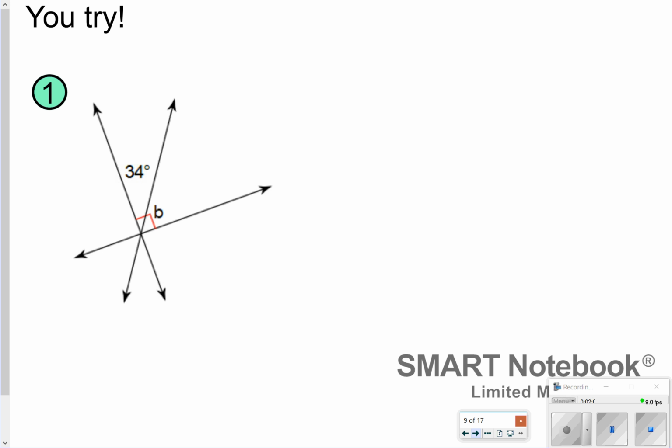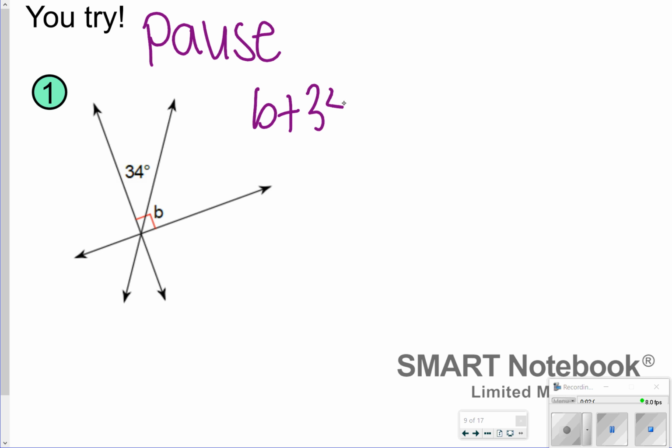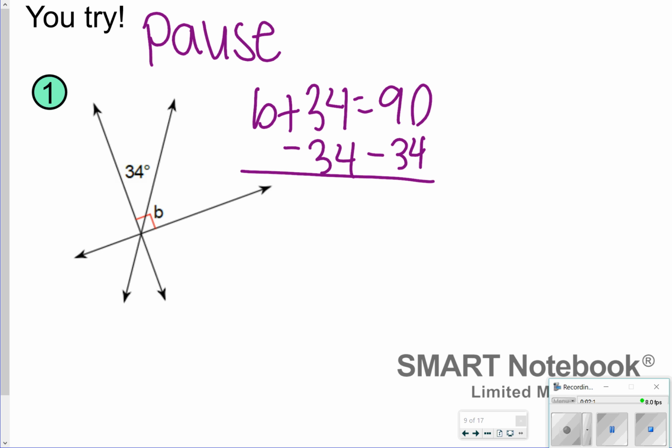This is the first one in your notes. Let's go ahead and pause here to see what you can do by yourself, and once you're done, click play. Alright, so we know that b plus 34 is equal to 90. So you're essentially just subtracting 34 from 90. So b is equal to 56.